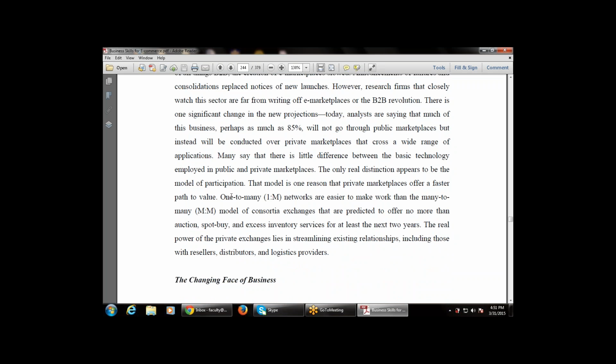There are many relationships. One-to-many networks are easier to make work than the many-to-many model of consortia exchanges, which are predicted to offer no more than auctions, spot buy and access to inventory services for at least the next 2 years. The real power of private exchanges lies in streamlining existing relationships, including those with resellers, distributors and logistics providers.